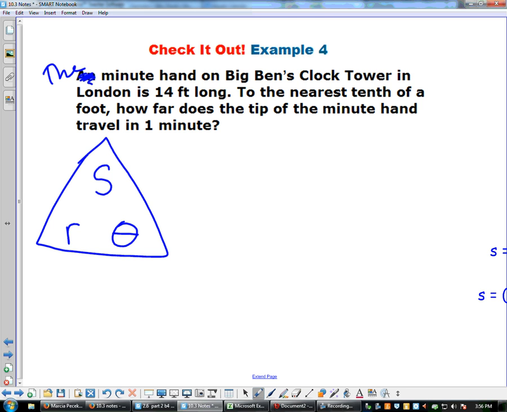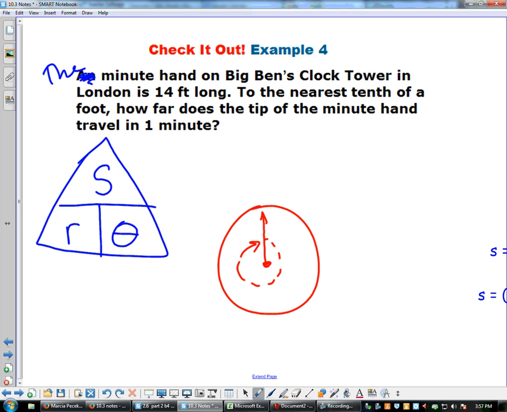So we are told the radius, and we are trying to find out how far the tip of the minute hand travels in 1 minute. Well, picture the clock. Here's the minute hand, and we're wondering how long it takes for that minute hand to go all the way around the clock. Clockwise would be this direction, right, Miss Bella? Okay, so we know that we are given the radius. That radius is 14. And we know that the angle theta is going around 1 complete time, right?